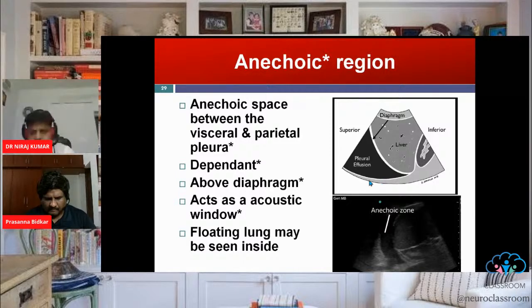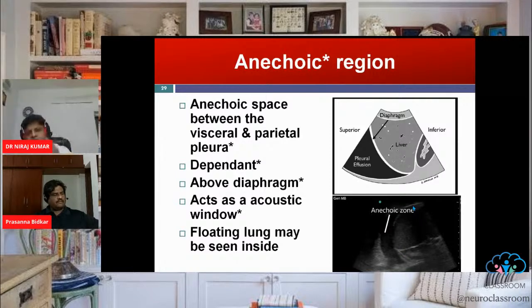So try to use a curvilinear probe or a lower frequency probe at the mid axillary line on the right side and the posterior axillary line on the left side of the chest. And we will obtain this ultrasound image. First of all, try to recognize this bright hyperechoic curved structure that is called diaphragm.